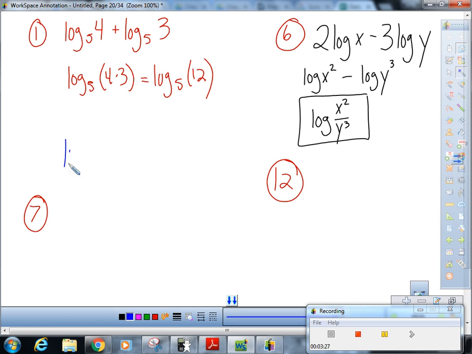All right, number 7. Log base 3 of 4x plus 2 times the log base 3 of 5y. Okay, so the first thing we're going to do is we're going to put that 2 up. So I'm going to leave the first term alone for a second.